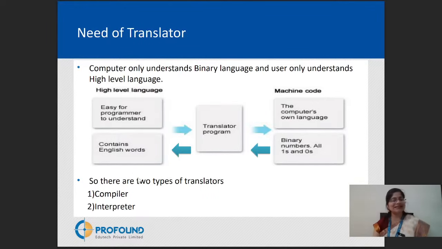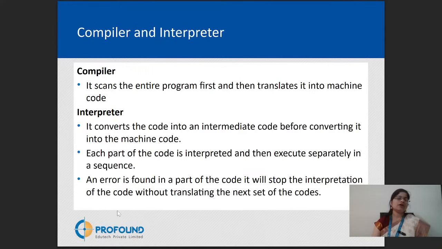And to translate those programs, we require compiler and interpreter. Compiler scans the entire program and translates it into machine code, and interpreter converts the code into intermediate code before converting it into machine code. So each part of the code will be interpreted line by line.